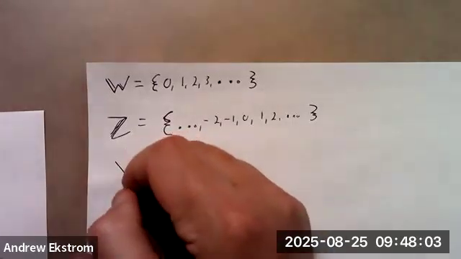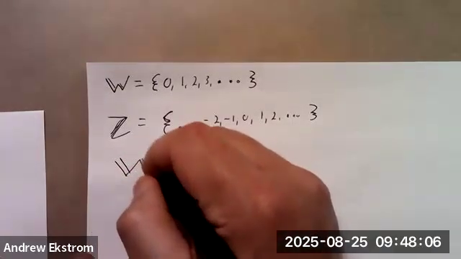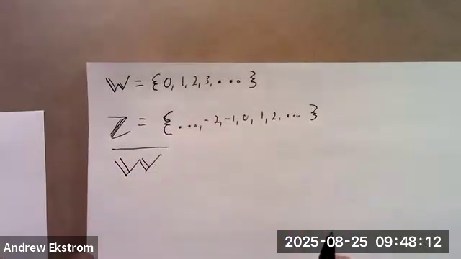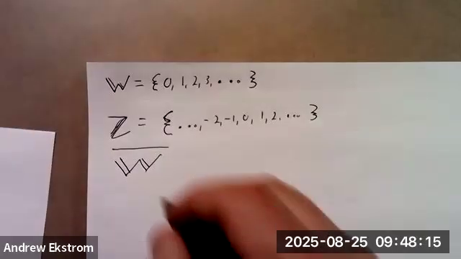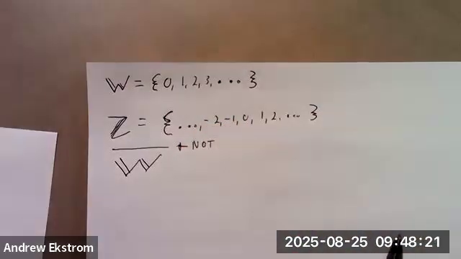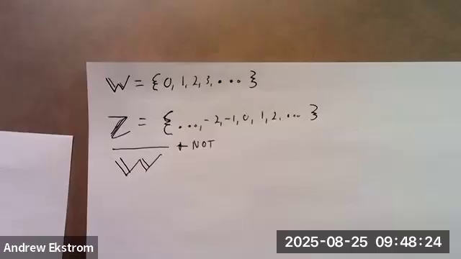So if we're talking about W in relation to Z, and then I can put a bar on top of that. What that's telling us is it's not in W, but it's in Z. What are all of the elements that are in Z, but not in W? All the negative elements.